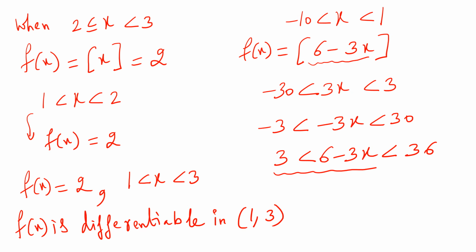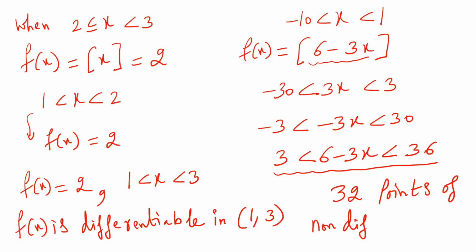So 6 minus 3x lies between 3 and 36. Now students, between 3 and 36, how many integers are there? Clearly, there are 32 integral values possible between 3 and 36. So that means there are 32 points of non-differentiability for the function f(x) in the open interval minus 10 to 1.